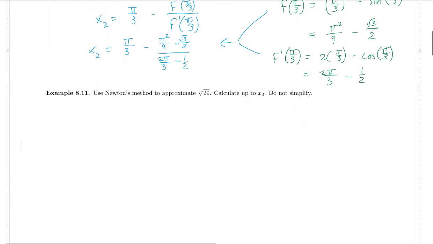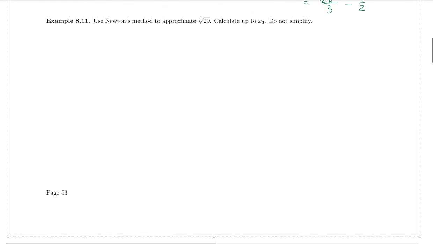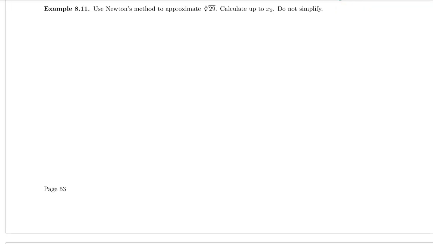So for example number 11 here, we're going to do a similar thing where we're trying to approximate the cube root of 29, and we're trying to calculate it up to x3. So we're going to do 2 iterations of our guess here, and it's going to be a little bit more powerful than what we did with linearization in section 2.9. Now to approximate this root, we actually need to do 2 things before we apply Newton's method. First, we need to decide on what our function f of x is.